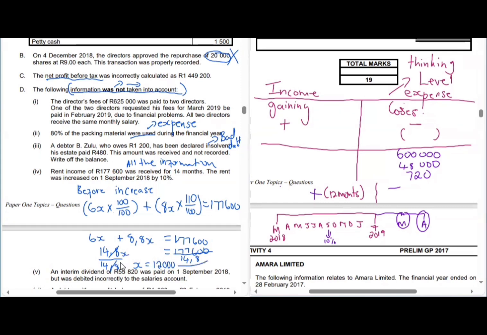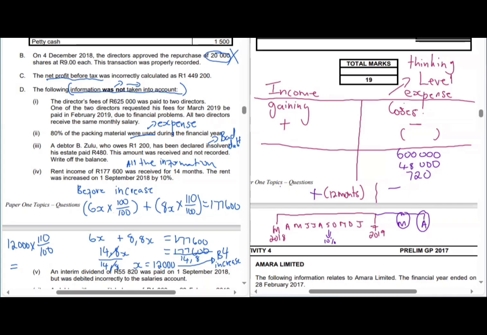This amount is for what? It's before increase. We were getting this amount before increase, meaning that starting from March up, it's March, April, May, June, July, August, till August, we were getting 12,000. Meaning after August, we were paying our 12,000 plus 10% extra. So how much were we receiving? Then it's 12,000 multiplied by 110 divided by 100.